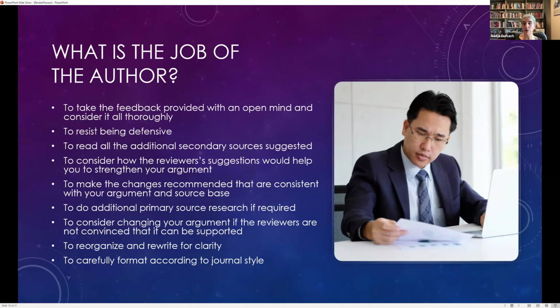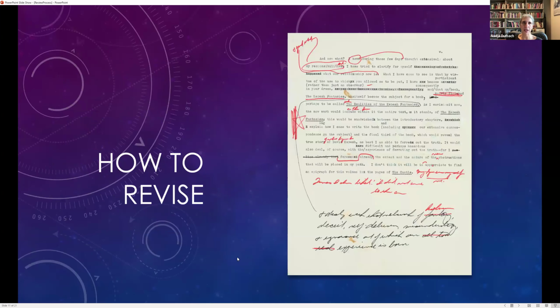And this might mean you have to do a little bit more research. You might need to alter that argument if the reviewers don't think that you can support the original argument you want to make. Often you need to reorganize, because you're burying the lead, and nobody understands what is the main intervention that you're making. And so that might mean you need to reorganize, right? And you need to be really careful about reformatting according to what the style guide is for that journal as well. So, as part of your revision process, you want to think about that.